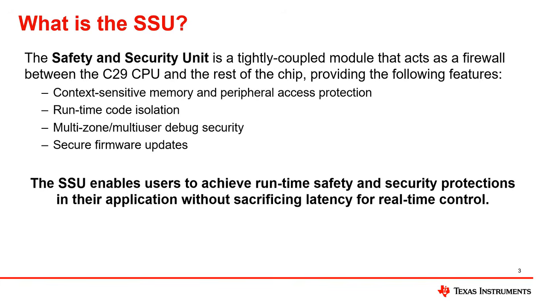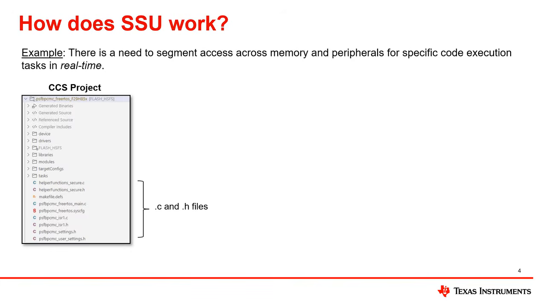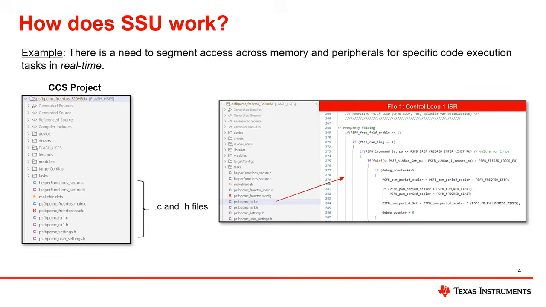Firstly, let's talk about how the Safety and Security Unit works. So suppose you have a project. Within that project, you have a series of files, some header files and code files that contain the data and code for your project. For example, there is a C file that contains code that's responsible for executing your control loop code. You don't want other parts of your project to be able to alter or affect the execution of your control loop code. The execution of this code must be isolated from the rest of the content within your project and vice versa. This functionality of freedom from interference can be achieved with the SSU.